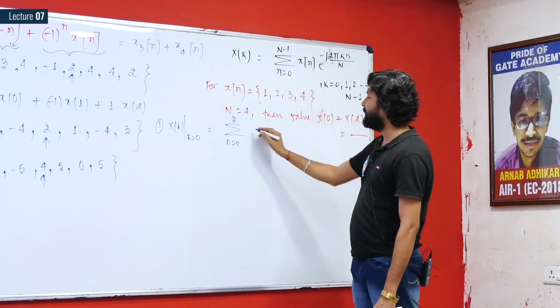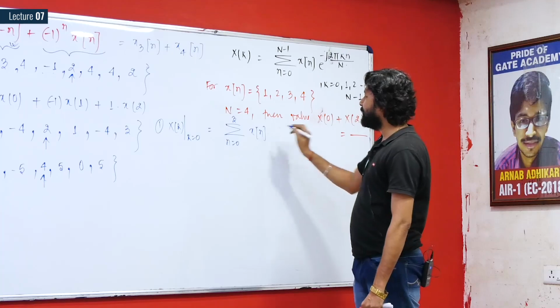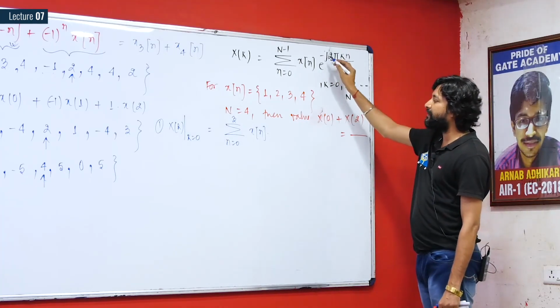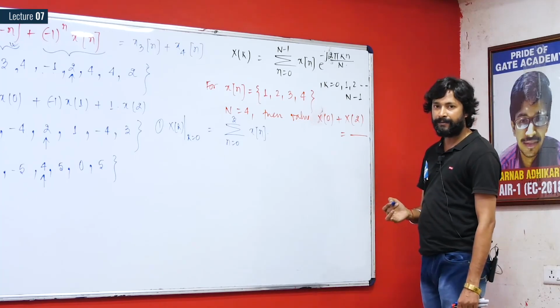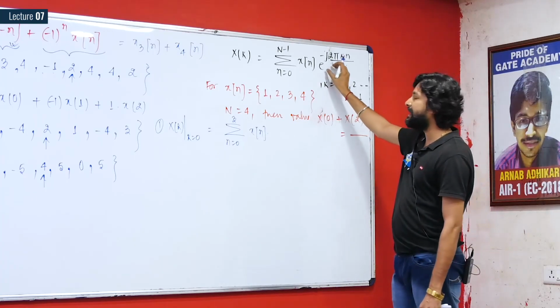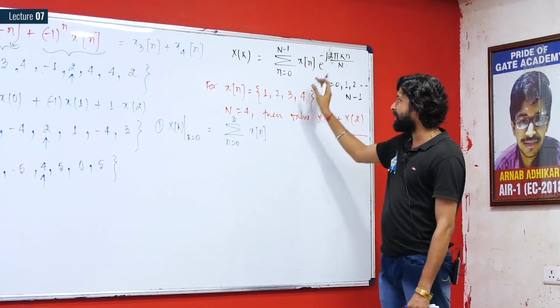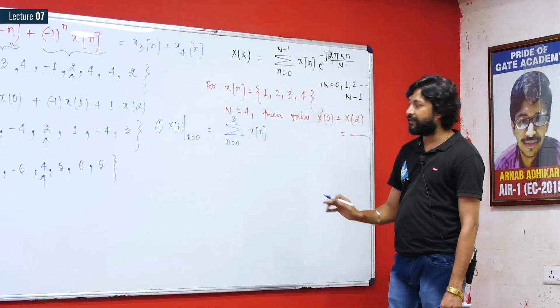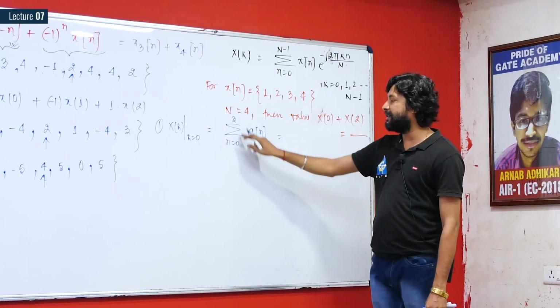So now it is going to be x of n into, if you take k equals to 0, it means you will have e to the power 0, and the value of e to the power 0 is 1. So there is no need to write anything for this expression, and you just have to find out the value of x of k at k equals to 0.